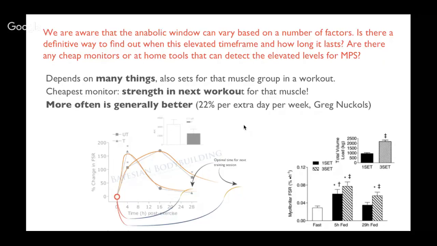Those should give you some more info. But the cheapest monitor, and the most accurate, is your strength. If you're consistently getting stronger in a compound exercise, that is your best measure of being recovered, because the definition of recovery is that your strength is back up to its old level. And if you're even stronger than last time, then you have supercompensated.